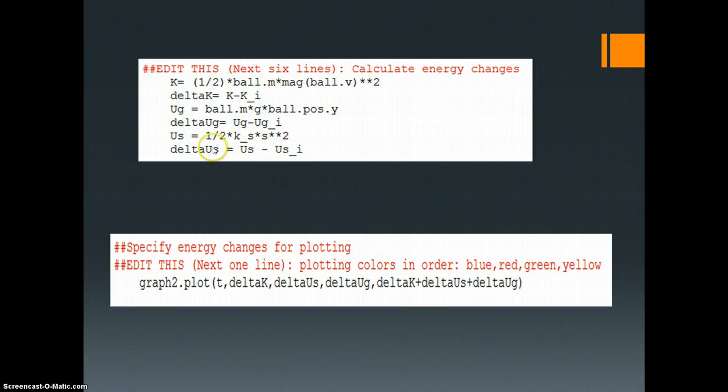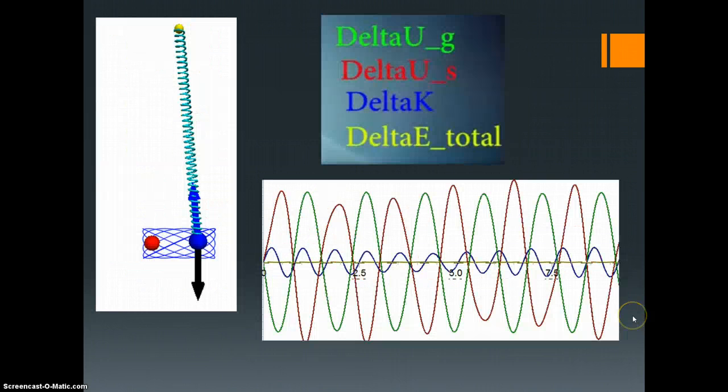This is the code I used to find the changes in energy, where delta K equals K minus K initial, and delta Ug equals Ug minus Ug initial, and delta Us equals Us minus Us initial. Then we plug in this code to graph all of these changes in energy. So when we run our final code, it predicts the motion of the system, where the blue arrow is the spring force and the black one is the gravity force.